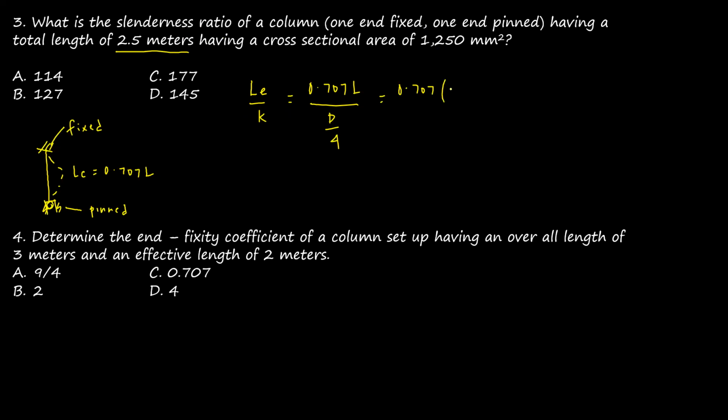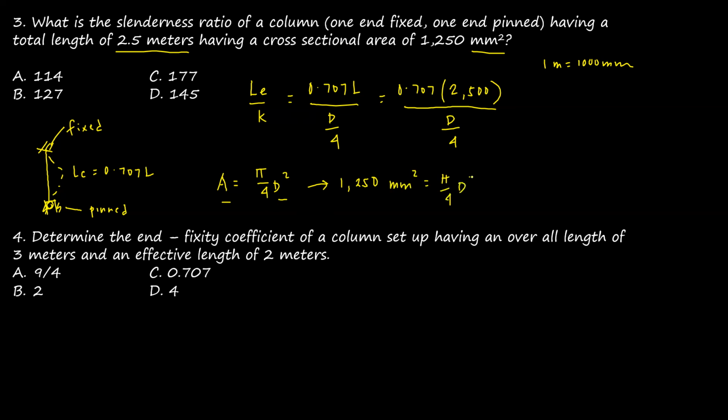So let's convert it to mm since the area is in mm squared. So that will become 2,500 because 1 meter is 1,000 mm. And of course, our diameter needs to be in mm. So where do we get the diameter? Remember that the given cross-sectional area is 1,250 mm squared, and we all know that area is also equivalent to pi over 4 d squared. So we can get the diameter from this area. So the given is 1,250 mm squared is equal to pi over 4 d squared, and we have a diameter of 1,250 times 4 divided by pi, square root of that. So that will become 39.89 mm.